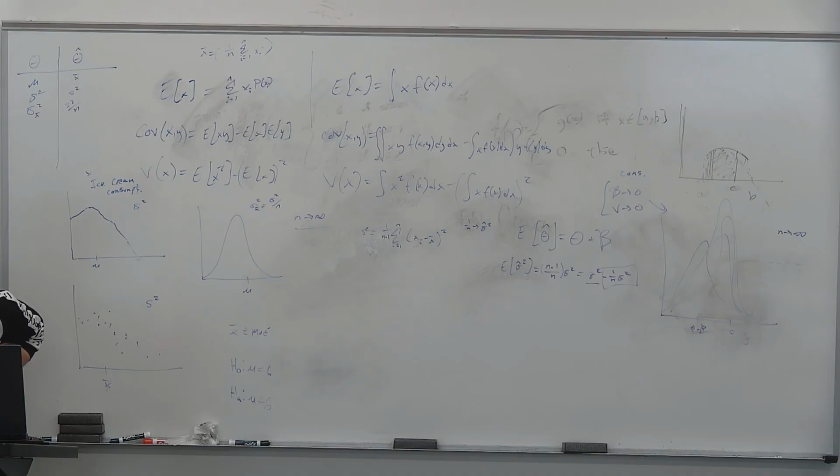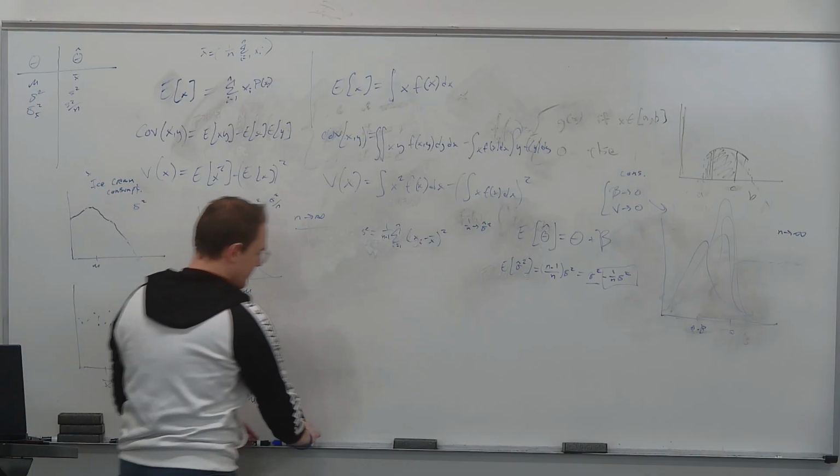Efficiency is another term for estimators. That is a relative term. A more efficient estimator is an estimator with a lower variance. So more efficient means lower variance. All right, that's all I want to say about that.